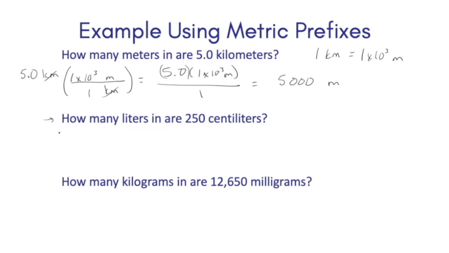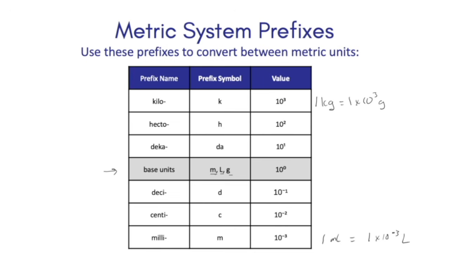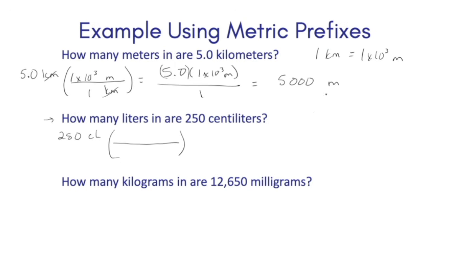We always start with what we know, which is 250 centiliters, and we're asked to go to liters. Taking a look at our chart on our previous page, we see that centi is 10 to the negative 2. So that means that 1 centiliter equals 10 to the negative 2 liters, and we will write that as 1 centiliter equals 1 times 10 to the negative 2 liters. We want to cancel out centiliters, so we're going to put that at the bottom. And we want to convert to liters. Now let's attach our numbers.